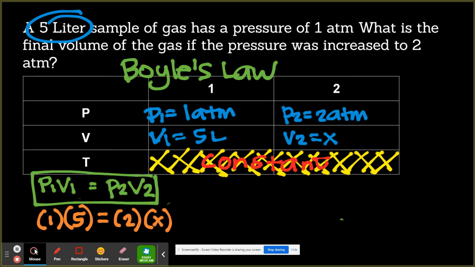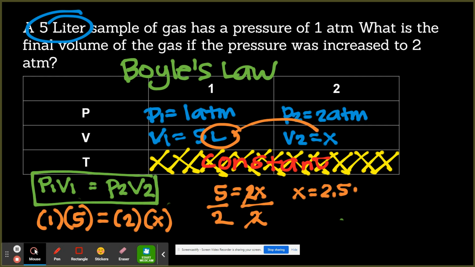1 times 5 is equal to 5. 2 times X is equal to 2X. To solve for X, you divide both sides by 2. And then X is equal to 2.5. And what is the unit? We have to look back at our chart. V2 is the same as V1, and this is going to be L, liters. You see it?